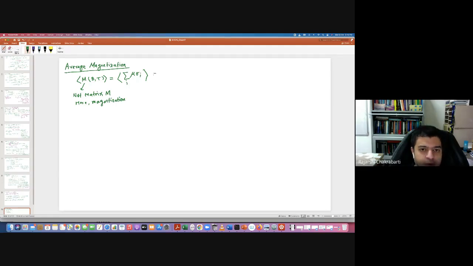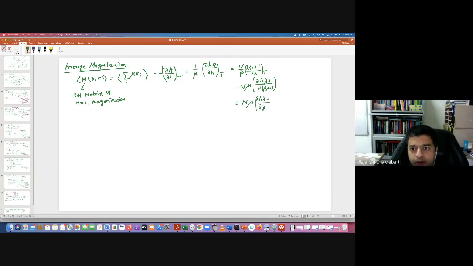Okay, and if you do this, you will see this is actually minus del A del H at constant T, which is equal to 1 over beta. You can check yourself. I'm not going to do it because we have done the same thing several times. Okay, and this is equal to n by beta, of course, d ln lambda plus dh, and this is equal to n mu d ln lambda plus by d beta mu h, which is n mu d ln lambda plus by dy. So what do I need to calculate? I need to calculate the derivative. I take the log of lambda plus and take the derivative of that with respect to y. Okay, this is fine.